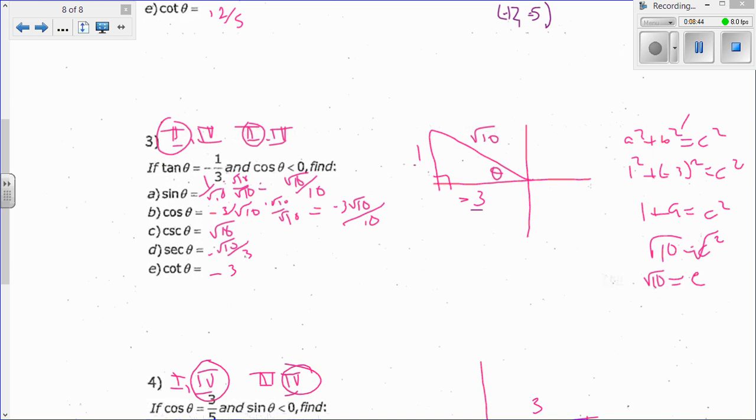Cosecant is hypotenuse over opposite, so it's radical 10 over 1, or just radical 10. Secant is hypotenuse over adjacent, so it's radical 10 over -3, so it's a negative radical 10 over 3. Cotangent is going to be adjacent over opposite, so it's -3 over 1, or just -3.